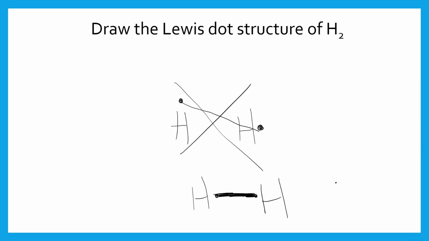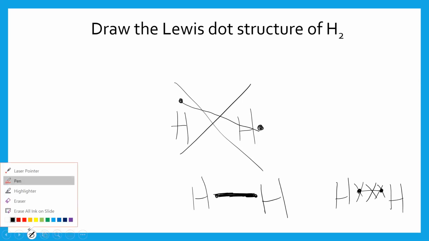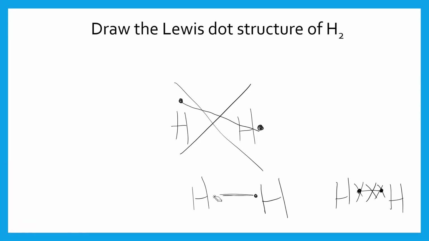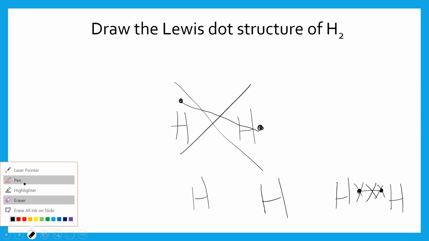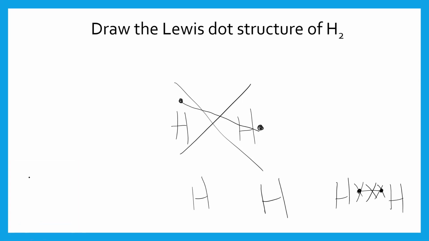But you don't want to have something like this. You don't want it to look like a barbell, a dumbbell. 2 dots makes 1 line. So you can't have dots and lines. You just want to make 1 line, and now even go a step farther and actually just draw a line without any dots, like that. So this is my Lewis structure for H2. No dots left behind by themselves.